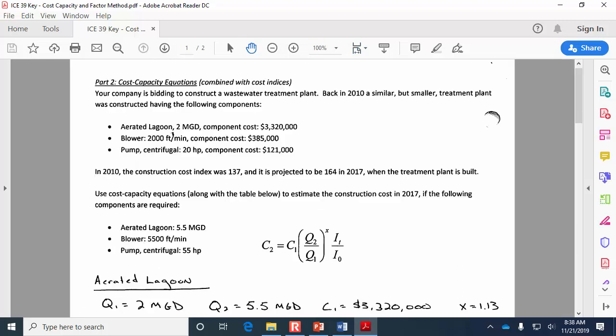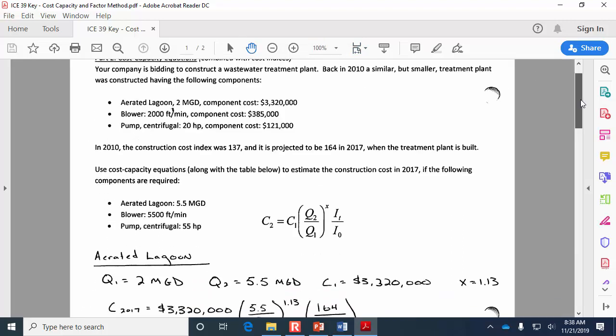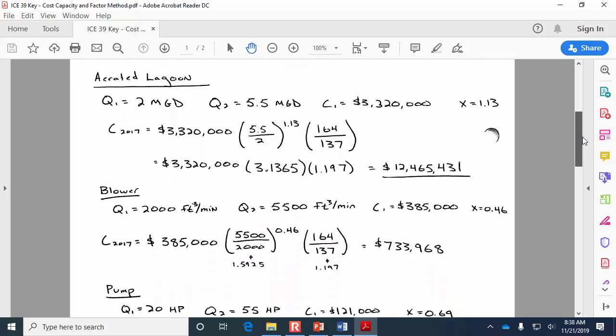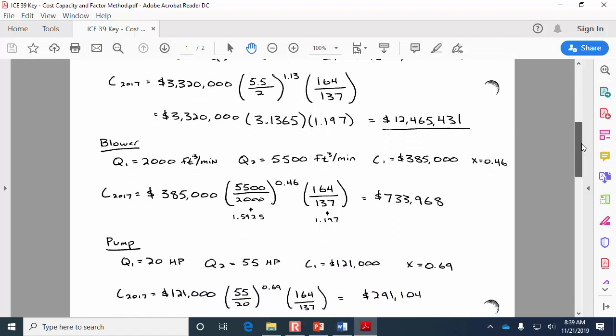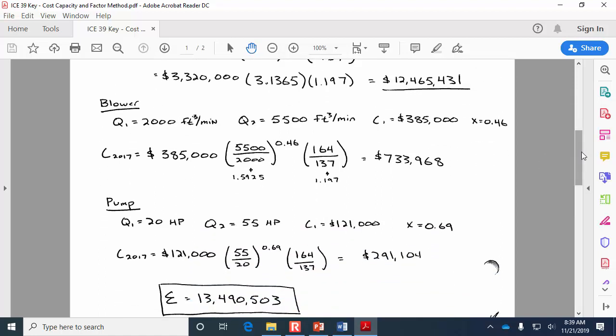So if we look at the cost of each component individually, the aerated lagoon is going to cost $12.4 million. The blower is going to cost about $700,000. The pump, $290,000. And if we add it all up in total, it'll be about $13.5 million as the projected cost.